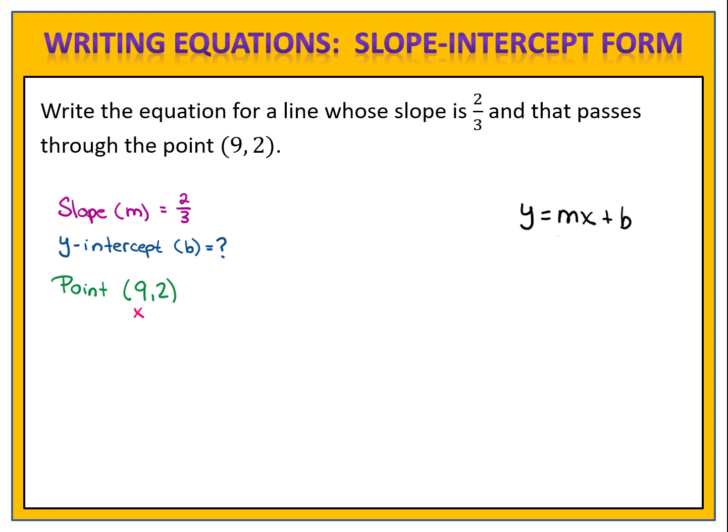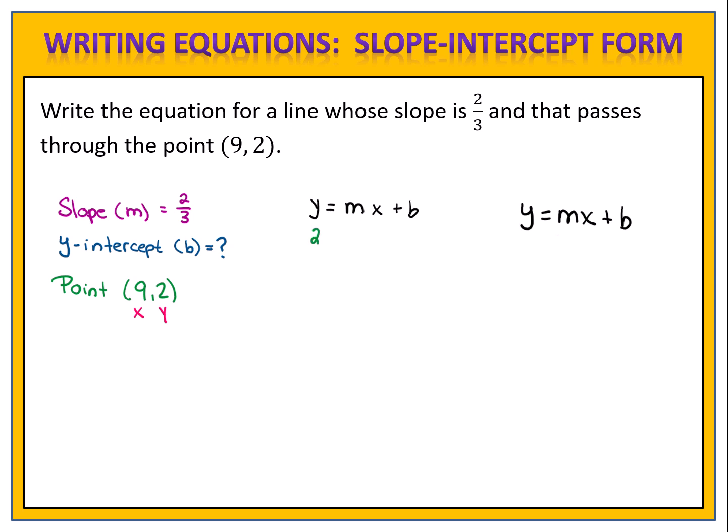We know that 9 is the x value and 2 is the y value. If we substitute this x and y, along with the slope, into the equation y equals mx plus b, the only unknown will be the b, the y-intercept, and therefore we'll be able to solve the equation to determine what that value must be. Let's see how it's done.